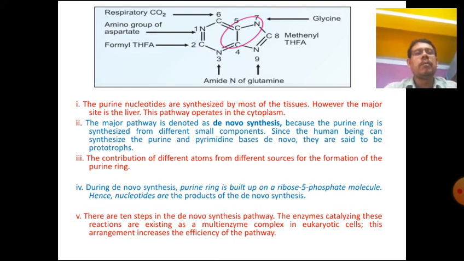During de novo synthesis, the purine ring is built up on a ribose 5-phosphate molecule, which is attached at the N9 position. Hence the nucleotide is the product of de novo synthesis. There are 10 reaction steps, and the enzymes that catalyze these reactions exist in a multi-enzyme complex in the eukaryotic cell, and this arrangement increases the efficiency of the pathway.